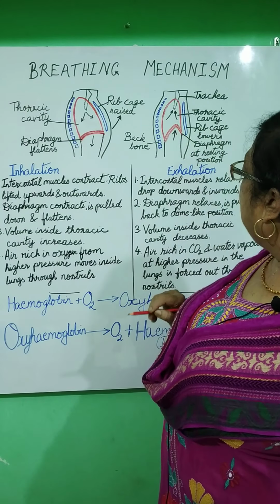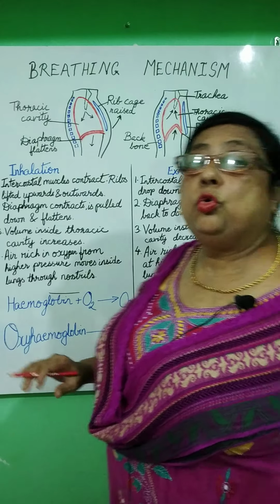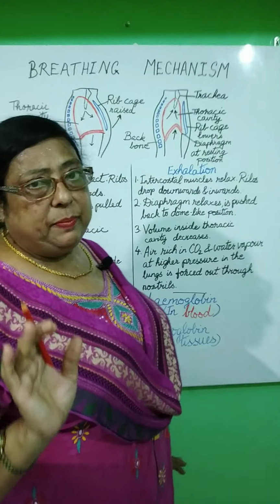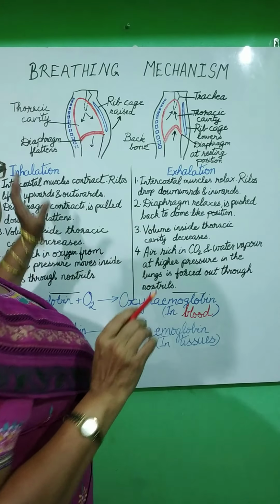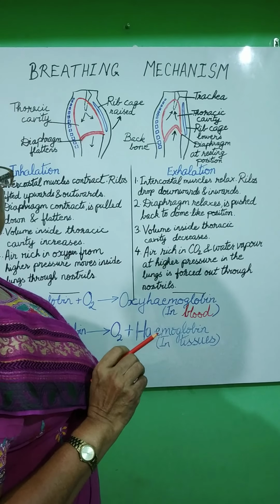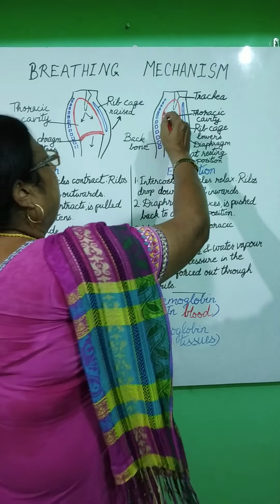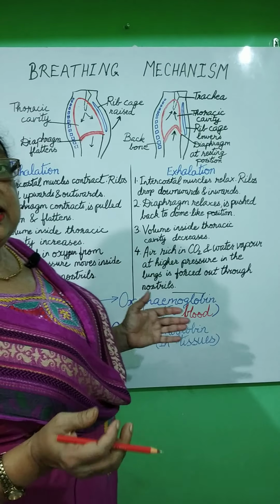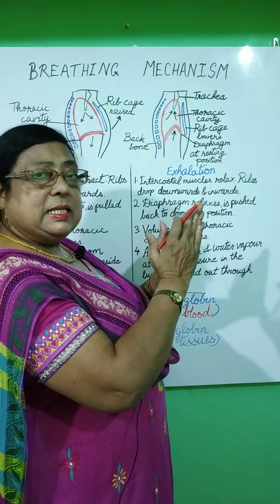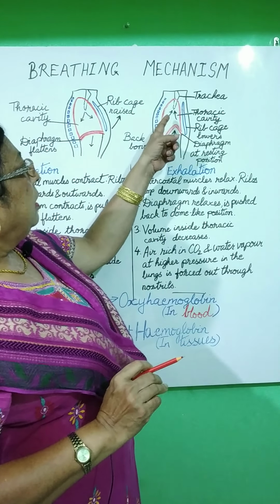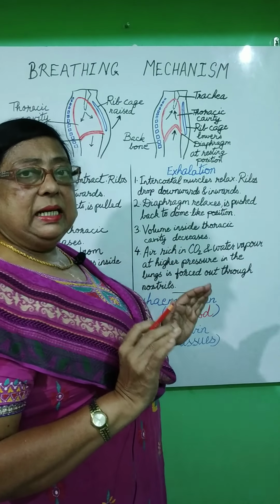But during exhalation, the diaphragm is relaxed. At that time, what happens? It is pushed back to its original dome-shaped structure. Then, the volume inside the thoracic cavity during inhalation increases because air has gone inside. Here, during exhalation, the volume inside the thoracic cavity decreases. It is shrunk because the ribs go downwards and inwards, so the volume decreases.